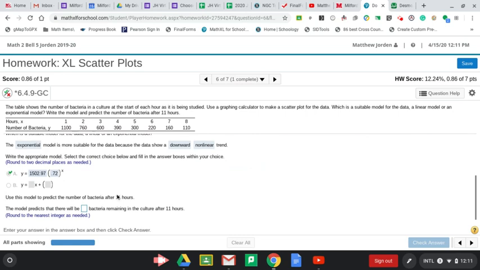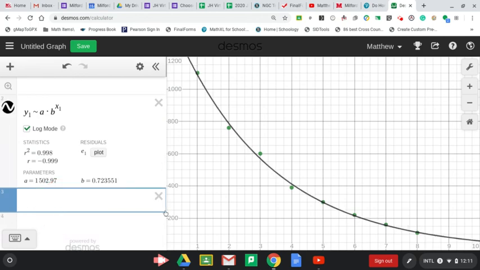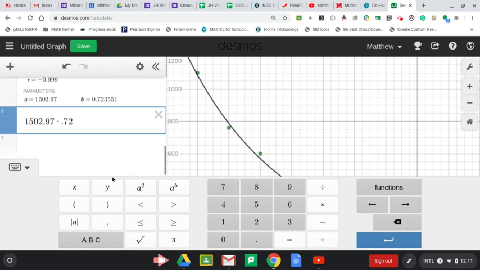And then the last thing it asks, using this model, predict how many bacteria there will be after 11 hours. Well, 11 is my x, so I take this equation and substitute 11 in for x. So let's come back here to Desmos: 1502.97 times 0.72 raised to the x power, and that was going to be 11 for us.